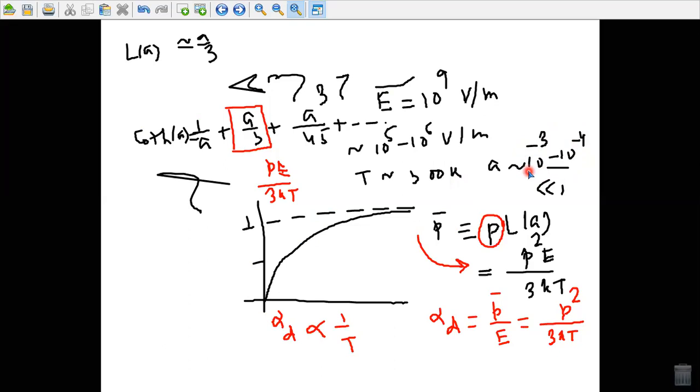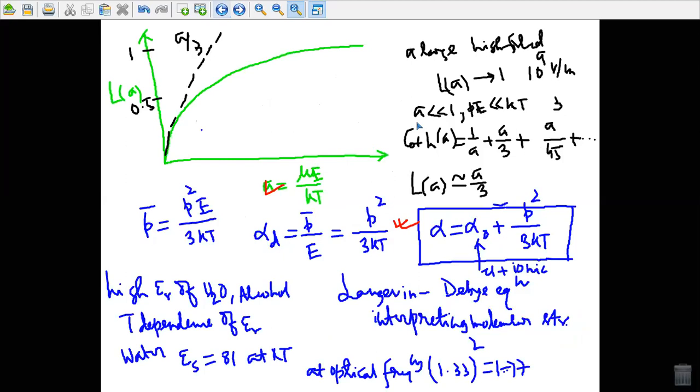So this assumption may be justified by showing that the magnitude of kT at room temperature is many times larger than the potential energy gain resulting from the alignment of the dipoles at the same temperature. Moreover, the value of a found in most experimental situations is of the same order. Substituting the value of L(a) as a by 3 and replacing this in the Langevin equation, we get p average as p squared E upon 3kT, and therefore the dipolar polarizability, which is the dipole moment per electric field, is p squared by 3kT.